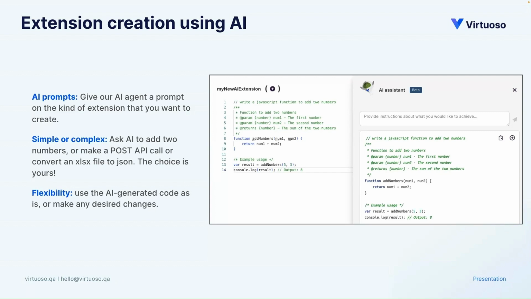Very similar to how people may have used other Gen AI tools, we've got an AI assistant inside Virtuoso when you create an extension. I'll quickly show you a demo as well. You just give it a prompt and it can generate an extension, a JavaScript code with it. The interesting part is that you still have the same flexibility, of course. You may want to tweak some things later, right? You may not be satisfied with the exact way that the code has been structured, so you may want to play around with it. So it gives you that flexibility as well.